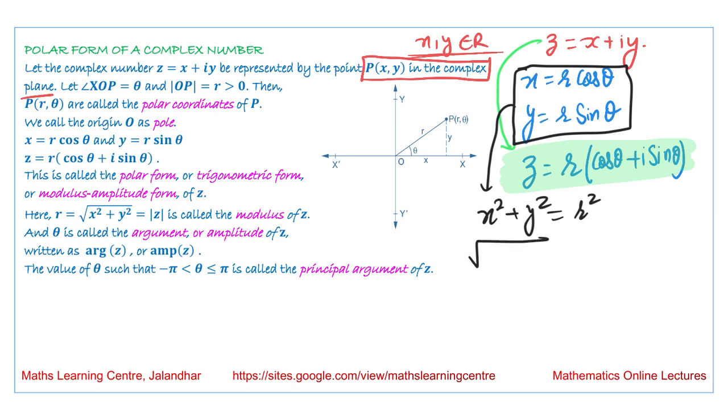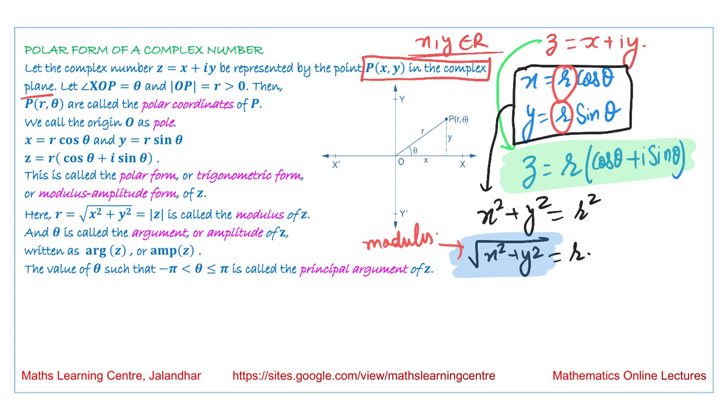So the square root of x square plus y square is equal to r, and we know this is the term we are already using: this is the modulus. So r is basically the modulus of the complex number.